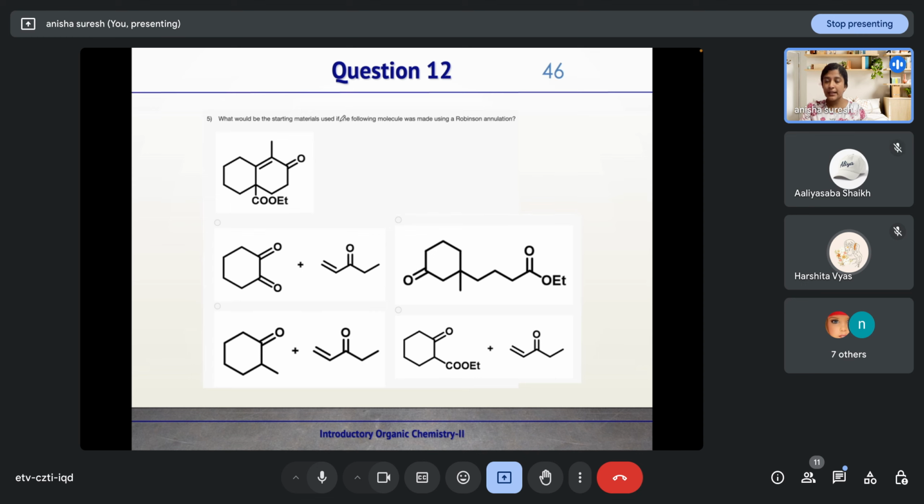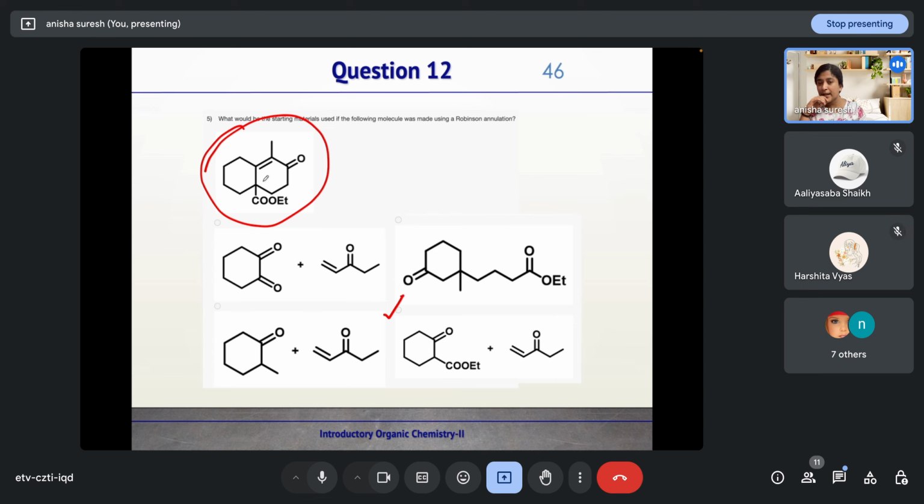Now coming to question number 12. What would be the starting materials used if the following molecule was made using Robinson annulation? So this is our final product. They are asking what are the starting materials that are used for getting this final product. Option D is the right answer.